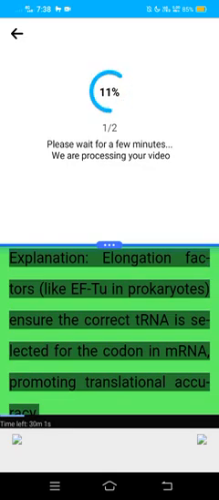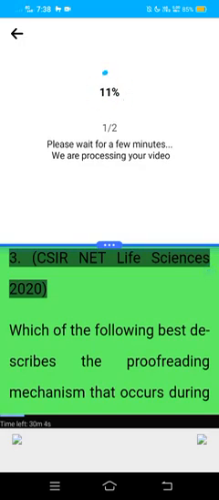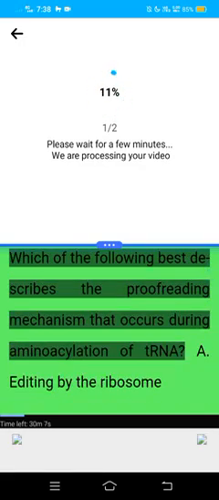Explanation. Elongation factors like EF-Tu in prokaryotes ensure the correct tRNA is selected for the codon in mRNA, promoting translational accuracy. 3. CSIR NET Life Sciences 2020. Which of the following best describes the proofreading mechanism that occurs during aminoacylation of tRNA?